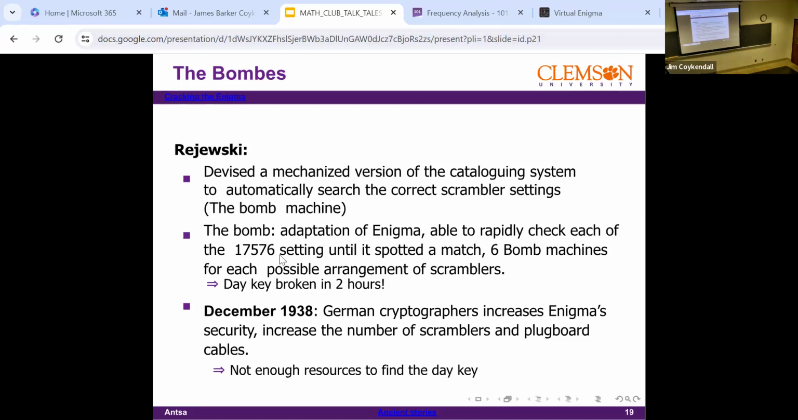And in December 1938, German cryptographers improved Enigma security. They knew that their security is mostly because of the size of the key, so they increased the number of scramblers and the plugboard cables. What happened is, although Rejewski and his friends knew how to crack this code, they didn't have enough money or resources to buy more bombs. So it was computational infeasibility. That's what stopped them from breaking the German cipher.